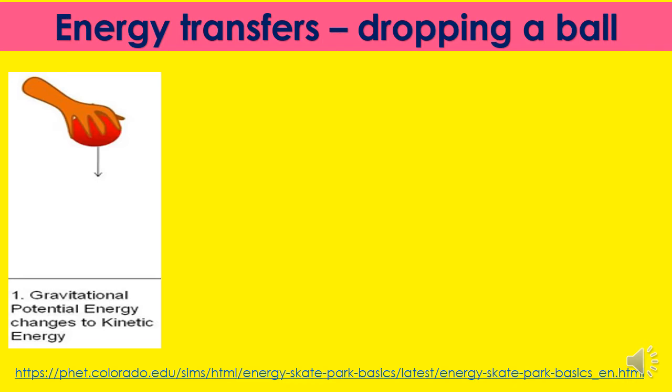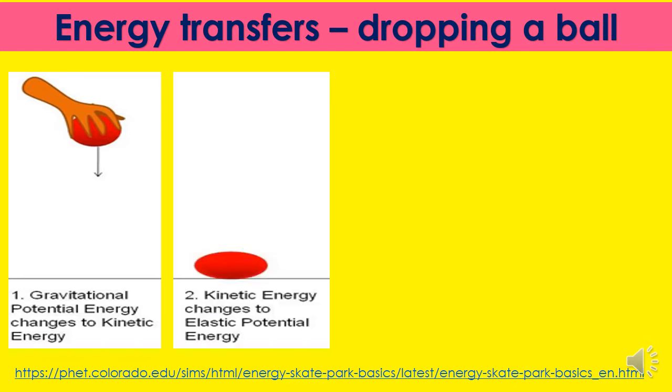When the ball is high up in your hand, it has energy in its gravitational potential energy store. This then gets transferred to the kinetic energy store, allowing the ball to move. Once the ball moves, it drops to the ground, and the kinetic energy changes to the elastic potential energy store, which allows the ball to bounce back up.